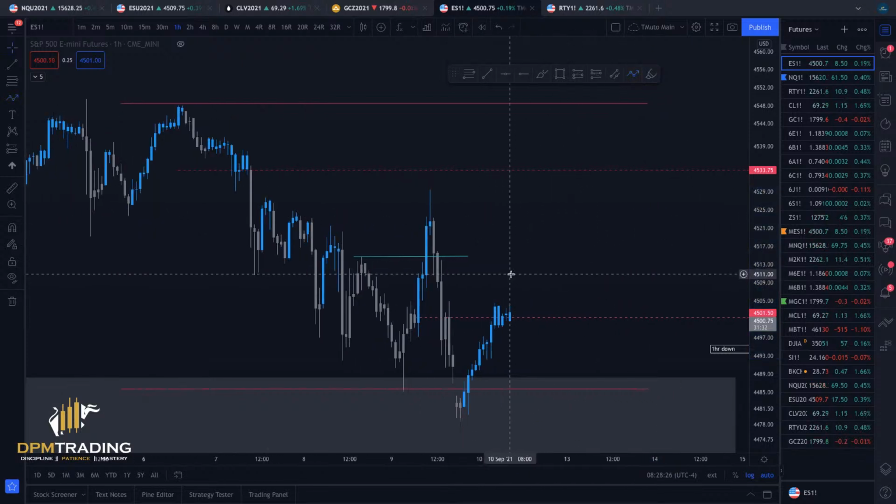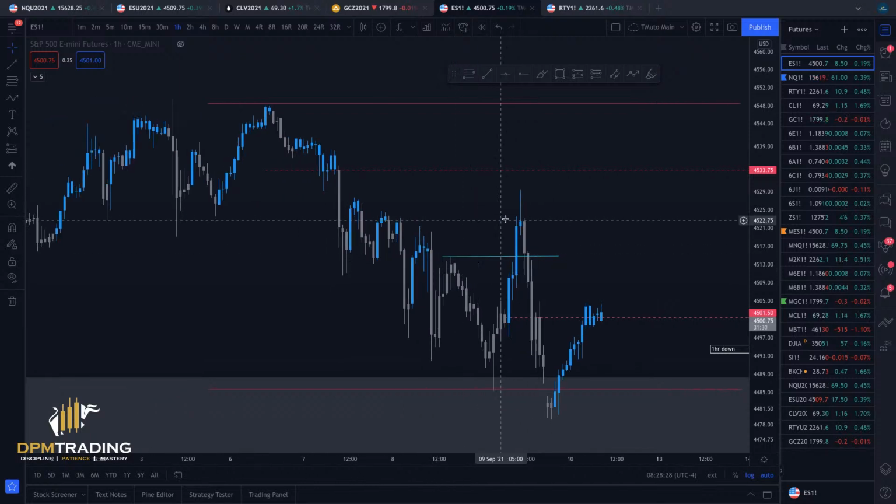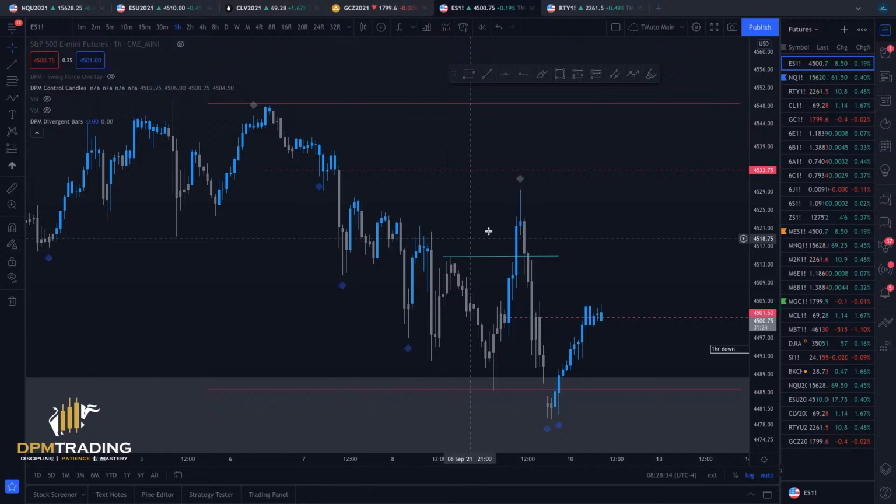Now, as far as if that's going to happen, let's just take a look and see. I don't know how much volume came in here at this top. This is definitely like a nice divergent bar. If I put on my divergence indicator, you can see that kind of caught that top right there, caught this bottom right here too.